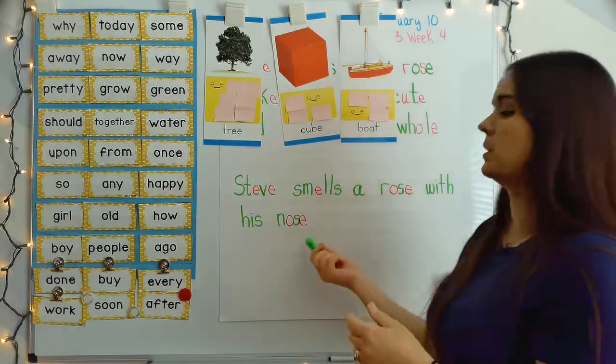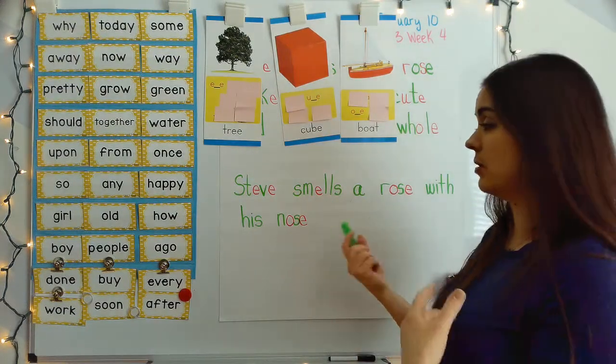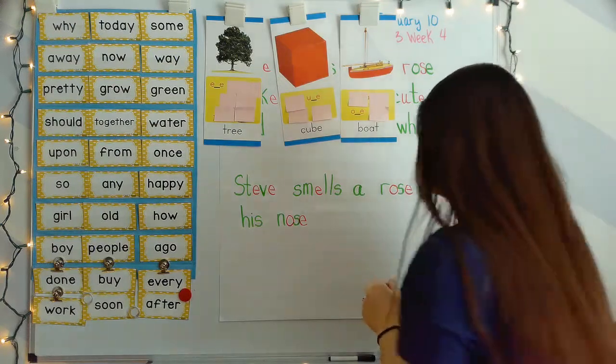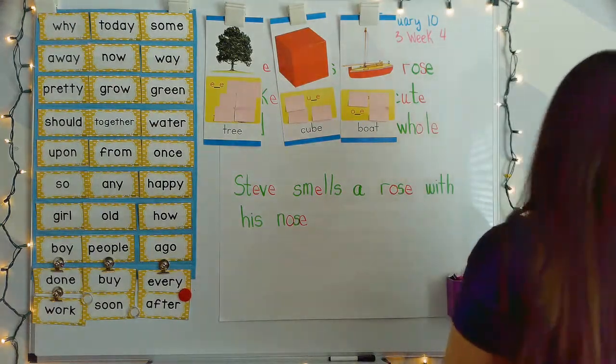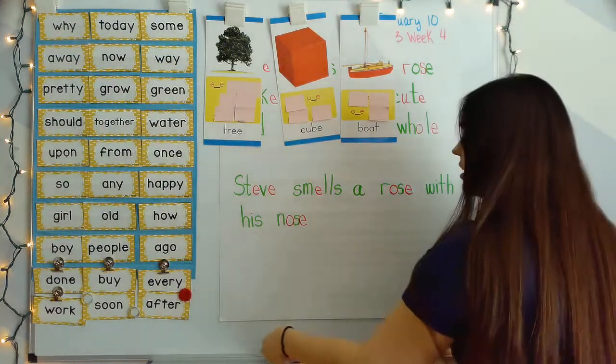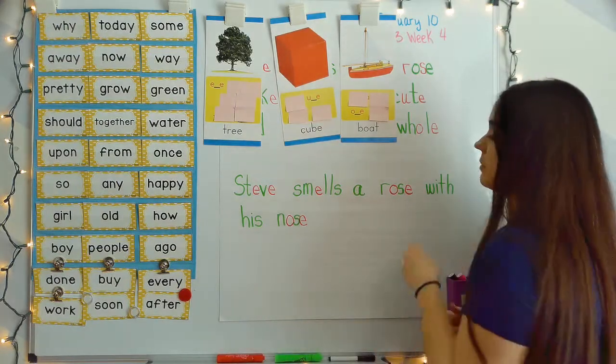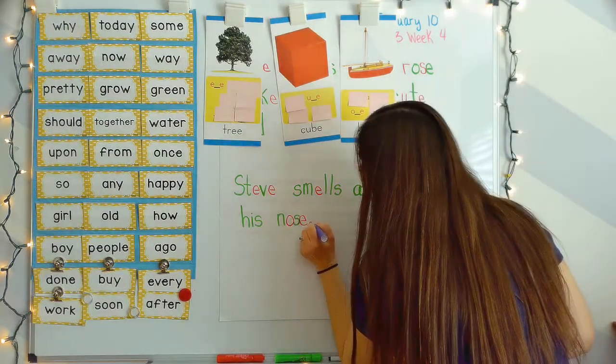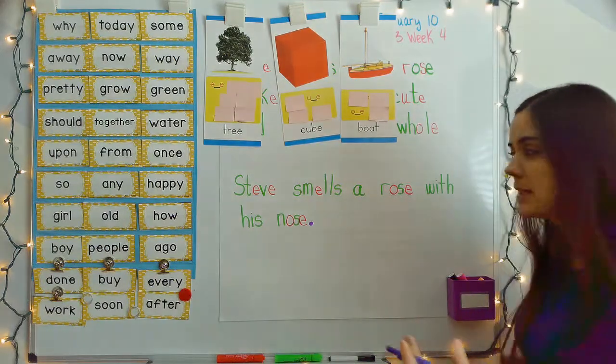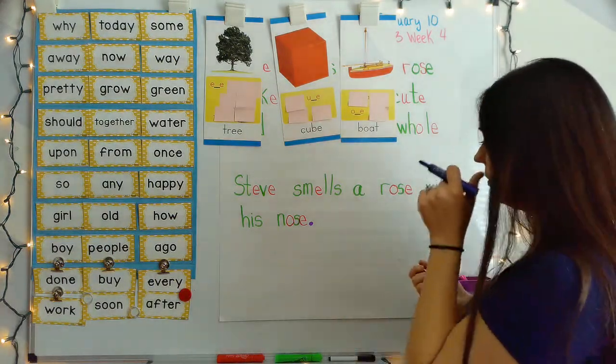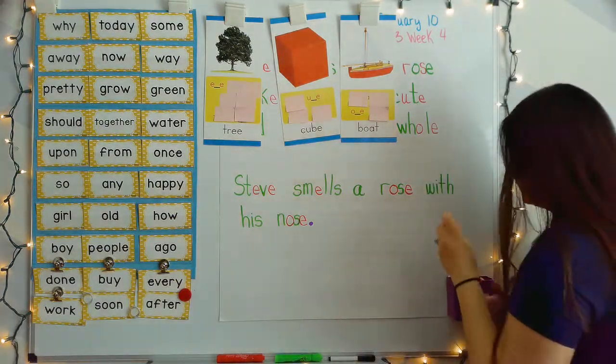All right, awesome. And of course he would smell a rose with his nose. You don't smell something with your fingers. All right. We need some punctuation. So for this sentence, I'm going to use a period. I think this is just a regular sentence. You wouldn't necessarily need to say this with oomph. So it just gets a period.